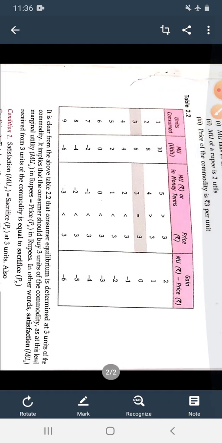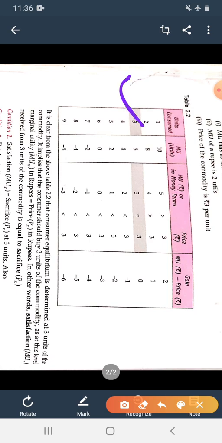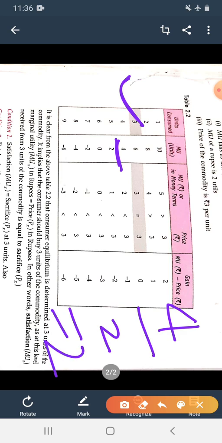We also have the second condition: total gains fall after equilibrium. When we get the equilibrium point, the third one, after that whatever we gain should fall. When we consume the fourth unit, we get the marginal utility of 4. So 4 upon 2 is equal to 2, and 2 is less than 3, and the gain is declining, that is -1.